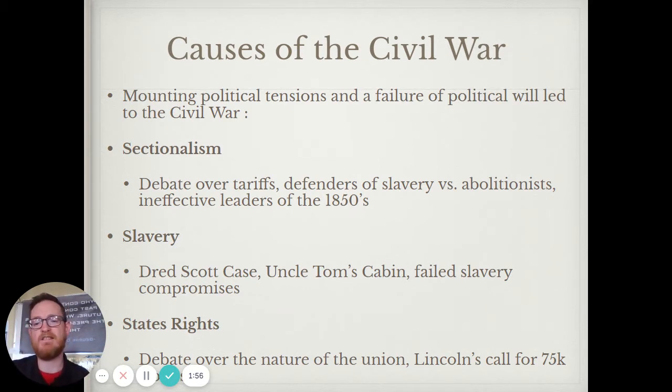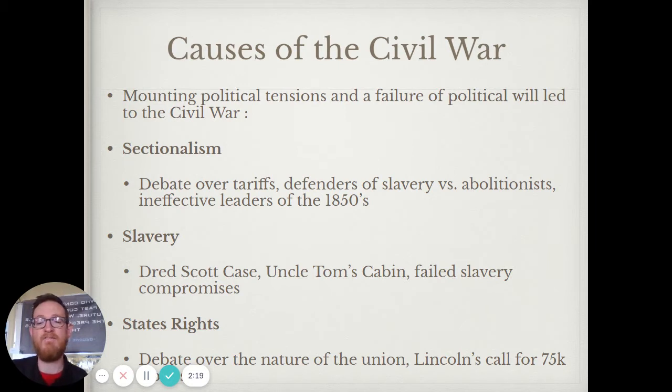So the first being sectionalism, the debate over tariffs. Again, this would be a constant battle going back to the nullification crisis, with the South hating tariffs and the North liking them. Also, you're going to have the defenders of slavery versus abolitionists. Again, you're going to have that small group of people in the South that really defend slavery and the small group of people in the South, the abolitionists, that are very much against slavery.